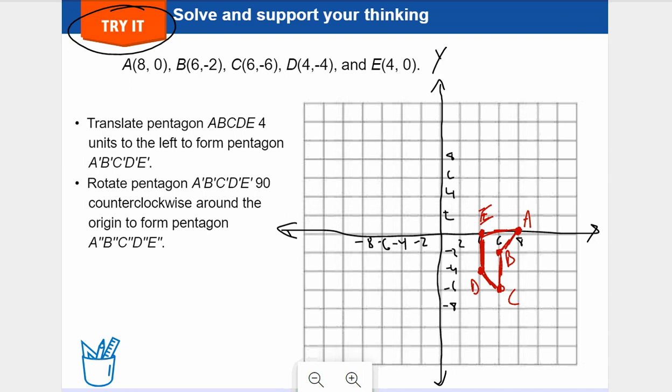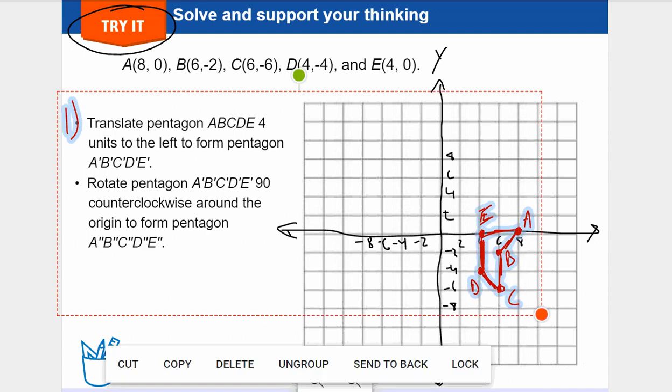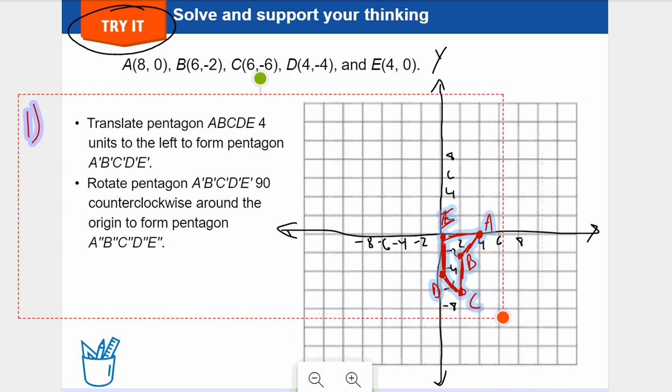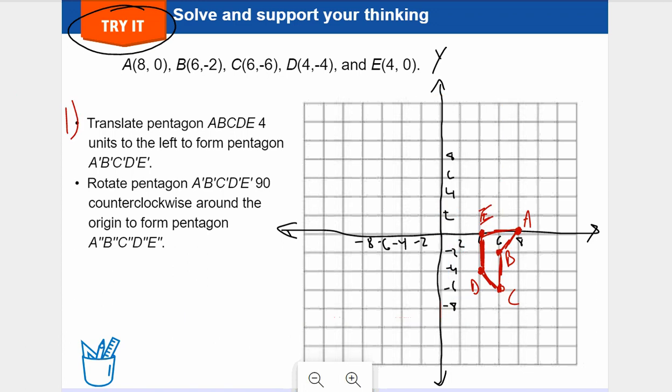All right, I have graphed shape A, B, C, D, E. It's an interesting looking polygon, a pentagon actually, but we're going to do our first thing now. Translate it four to the left. So if you did this already, great. Double check to see if you did it correctly. Essentially, we want to take that whole shape and move it four to the left. And remember, we're going by twos here. So it's only two boxes because each one is worth two.